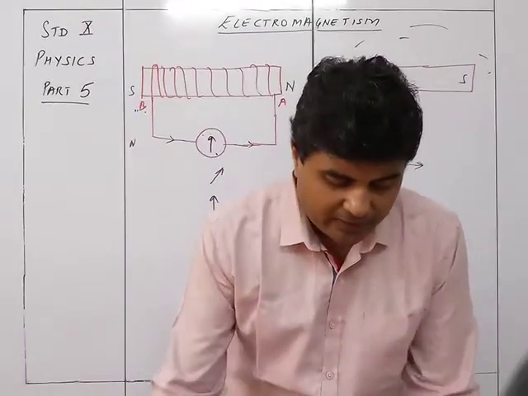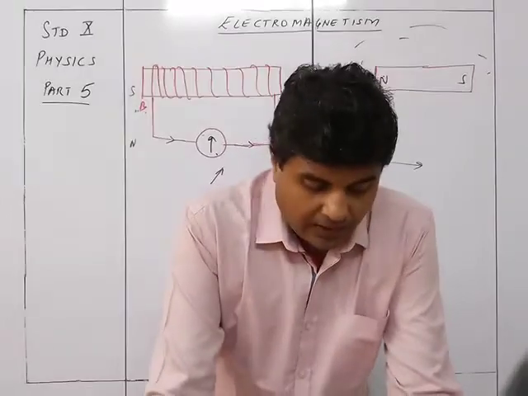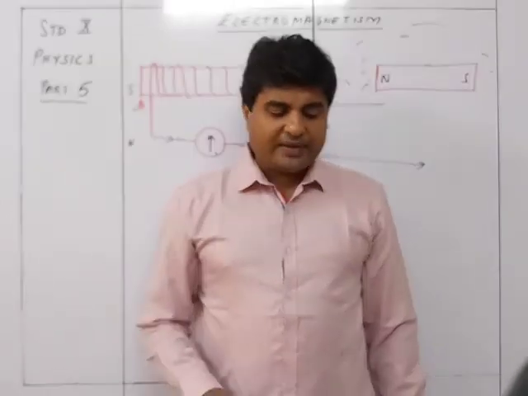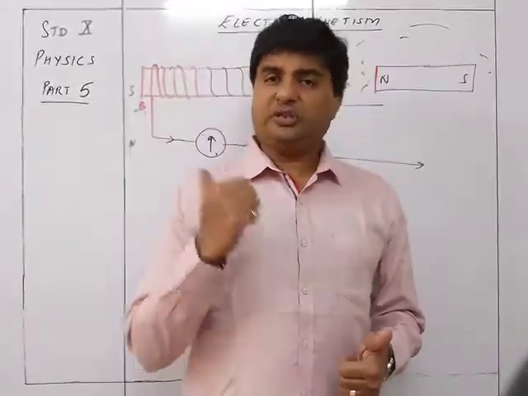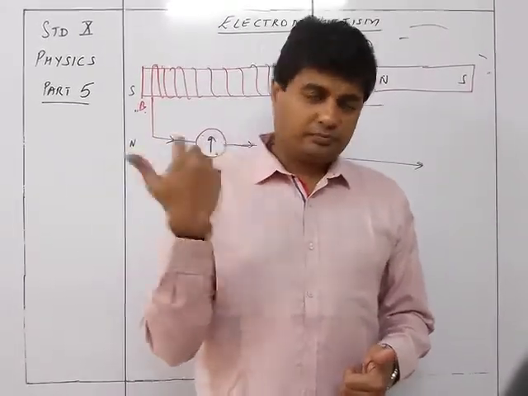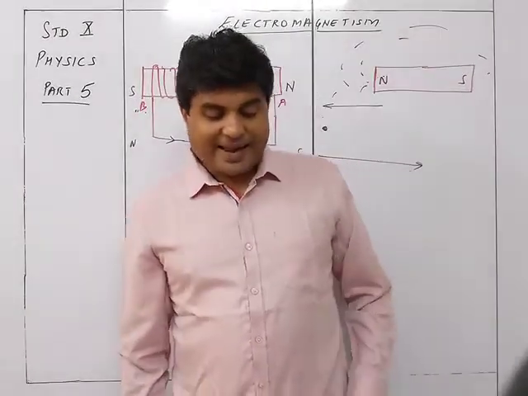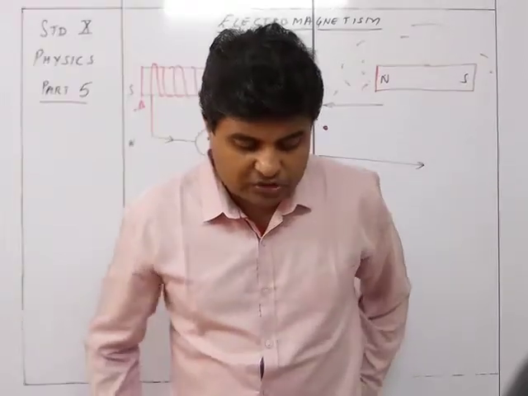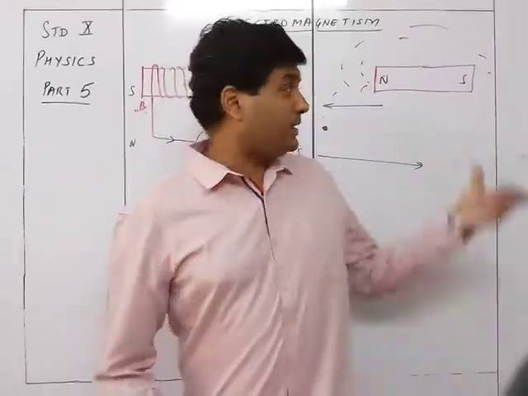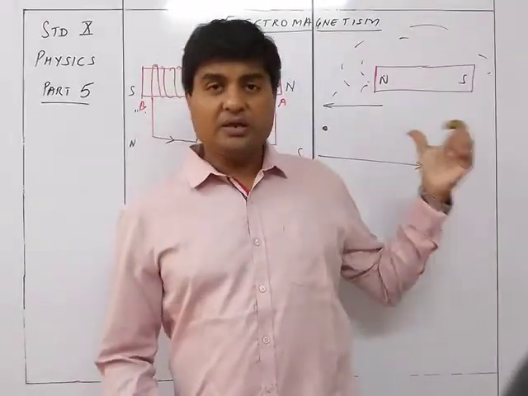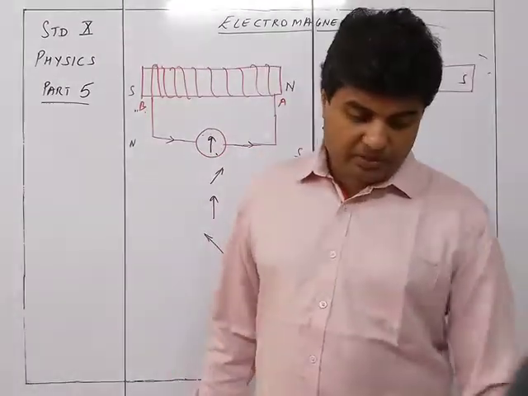Conclusion from the above observation, Faraday made the following three conclusions. First, a current flows in the coil only when there is a relative motion between the coil and the magnet. Motion is the most important thing. If motion is not there, no current flows. Second, the direction of the current is reversed if the direction of motion or polarity of the magnet is reversed. So if the polarity of the magnet is reversed or the direction of motion is reversed, then the direction of the current is going to be reversed.